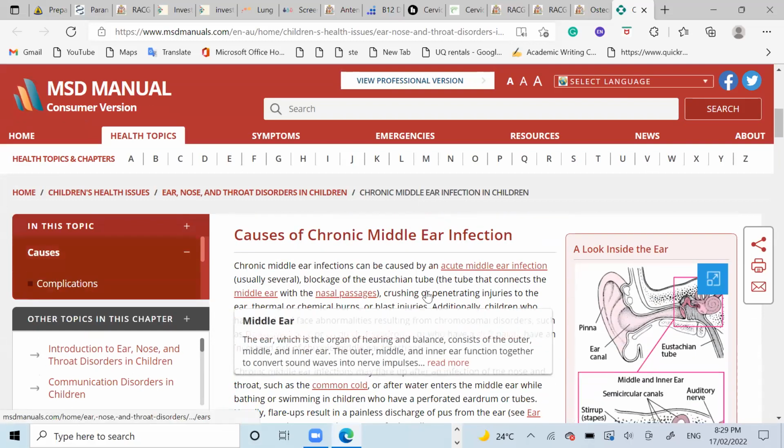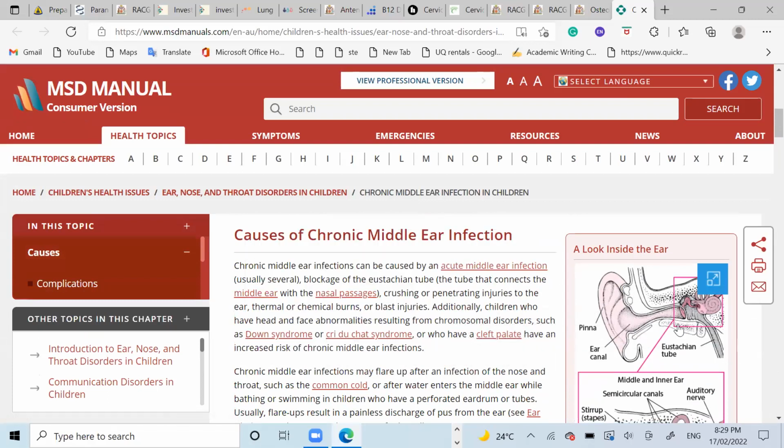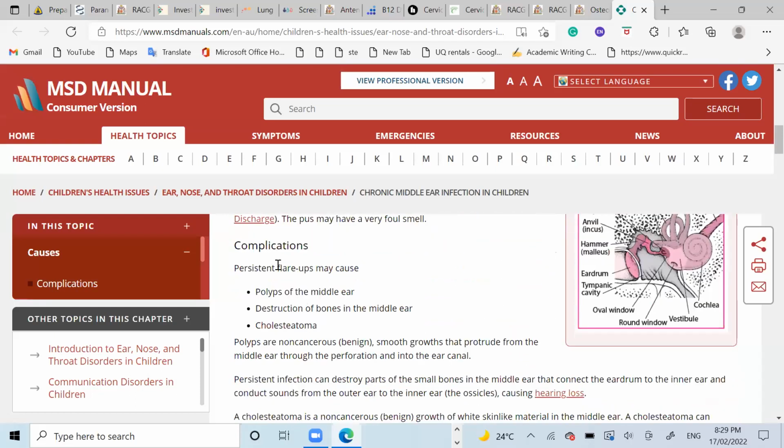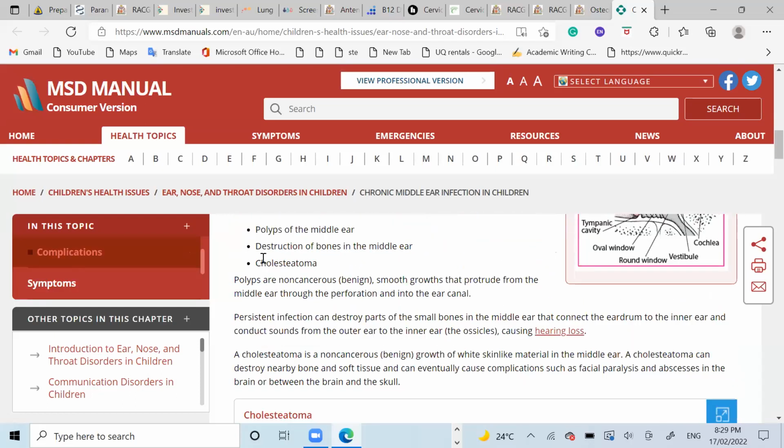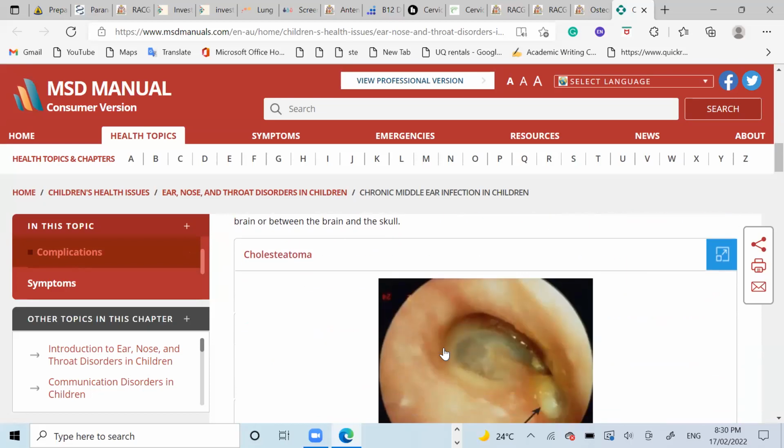All right, causes. We know that it can be caused by the acute middle ear infection. And if you can see, it can also be caused by the nasal passage because of the eustachian tube. Complications: it leads to formation of polyps in the middle ear, it leads to the destruction of the bones in the middle ear, and it leads to formation of the whitish mass, which is cholesteatoma. So the patient will have discharge, hearing loss, pain, all of them together.